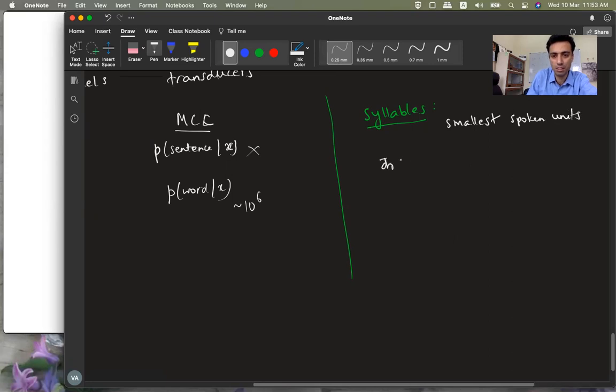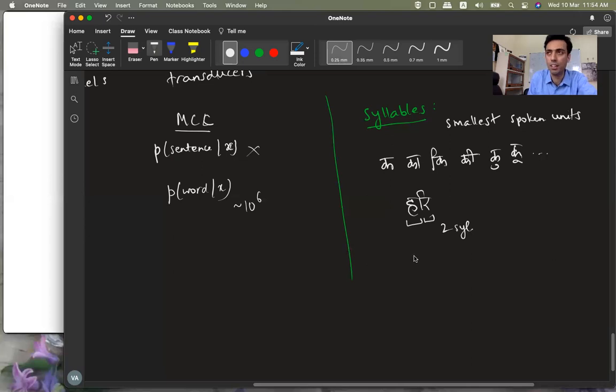Like ka, ki, ku. These are the smallest spoken units, right? These are the syllables. When I say Kamala, okay, people generally say Kamal. In Hindi, nobody says Kamala, they say Kamal. How many syllables are there? Okay, let me take a simpler example first. Let's take Hari. In Hari, how many syllables are there? Only 2 syllables, right?